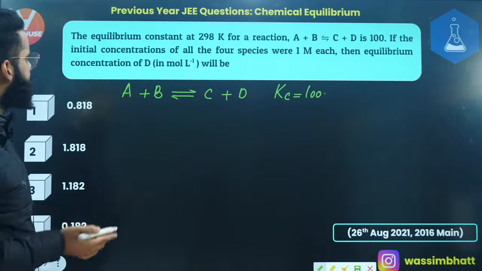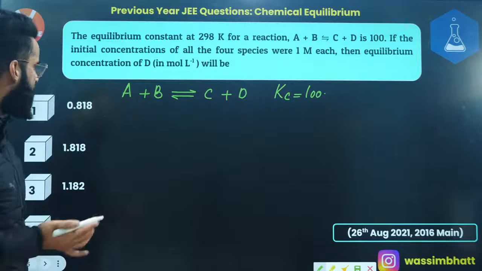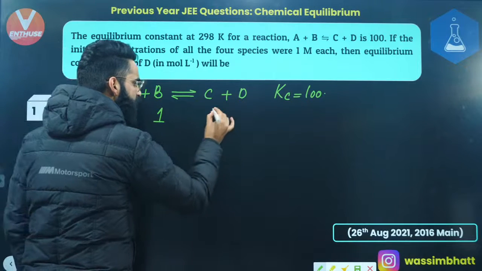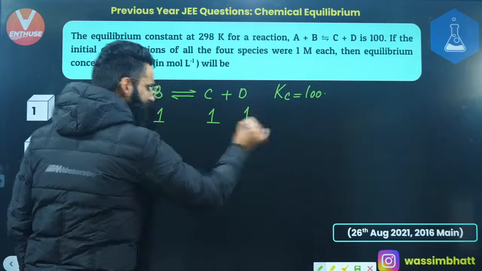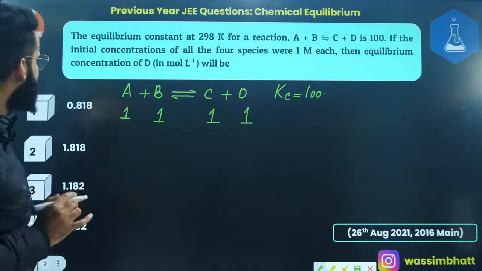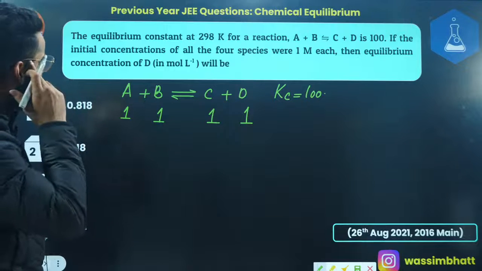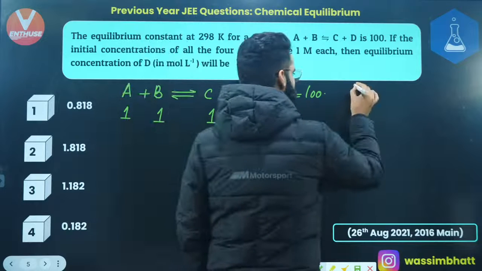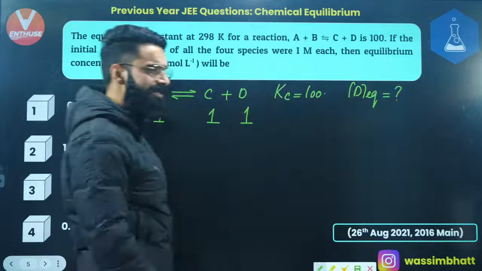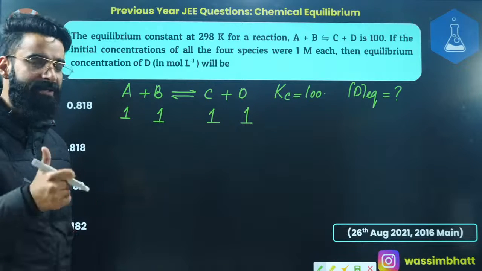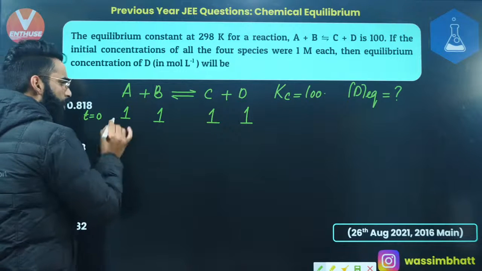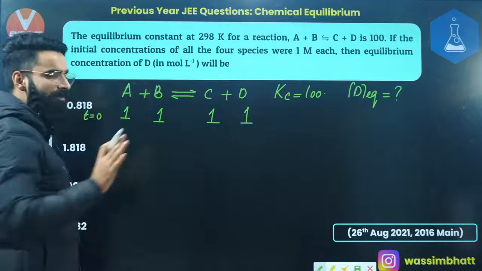If the initial concentration of all the 4 species were 1 molar, so at time t equal to 0, initially the concentration of all the 4 species was 1 molar. The initial concentration of all the species as given in the question is 1 molar. The equilibrium concentration of D will be, so we are supposed to calculate the concentration of D at equilibrium. This is something which we are supposed to calculate. Now let's exactly see how to solve these sort of questions. Understand properly. See guys, initially at time t equal to 0, the concentration of all the 4 species was 1 molar.